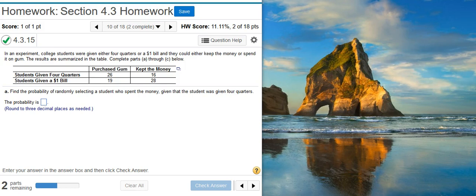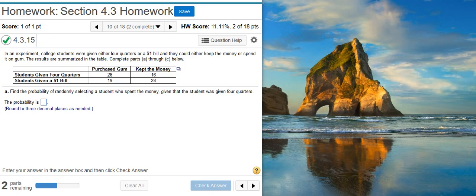Today, we're going to learn how to find conditional probability from a frequency table. Here's our problem statement. In an experiment, college students were given either 4 quarters or a $1 bill, and they could either keep the money or spend it on gum. The results are summarized in the table. Compare parts A through C below.